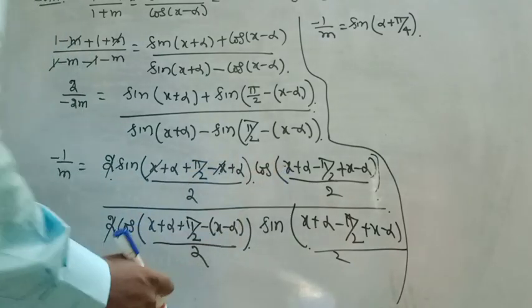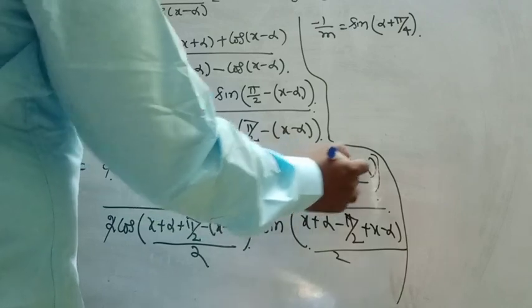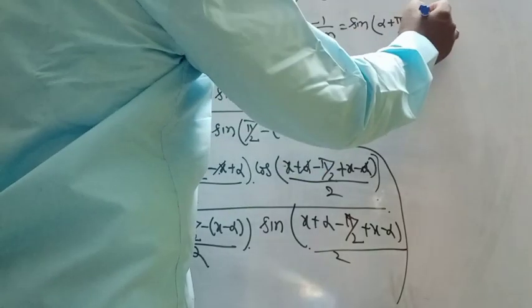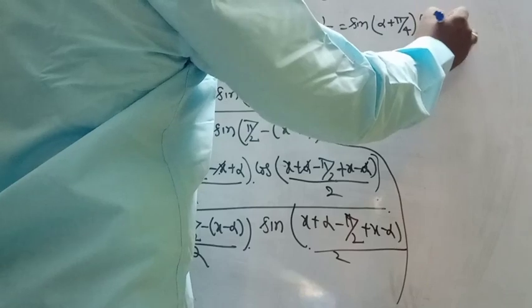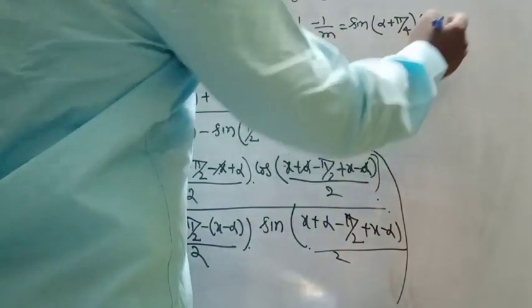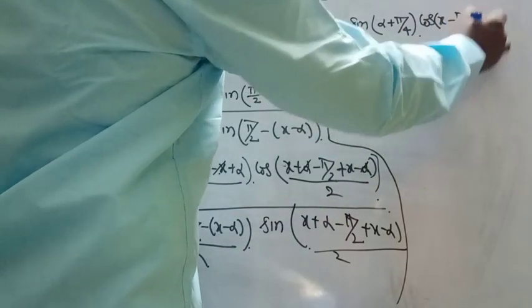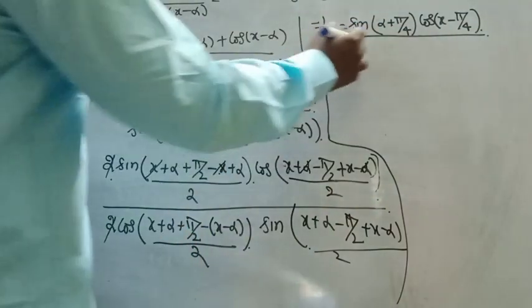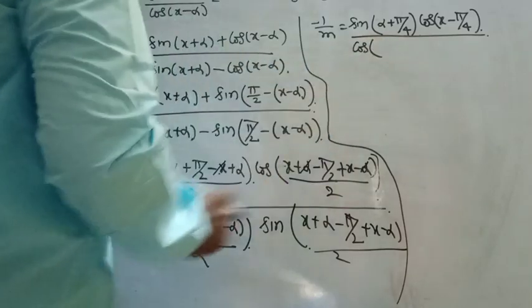And here, what will be cancelled? Plus alpha minus alpha will be cancelled. That becomes x plus x, 2x, (2x minus pi by 2) by 2. That is nothing but cos (x minus pi by 4), like this. Cos (x minus pi by 4). This whole thing is divided by like this. What we are having is cos of.